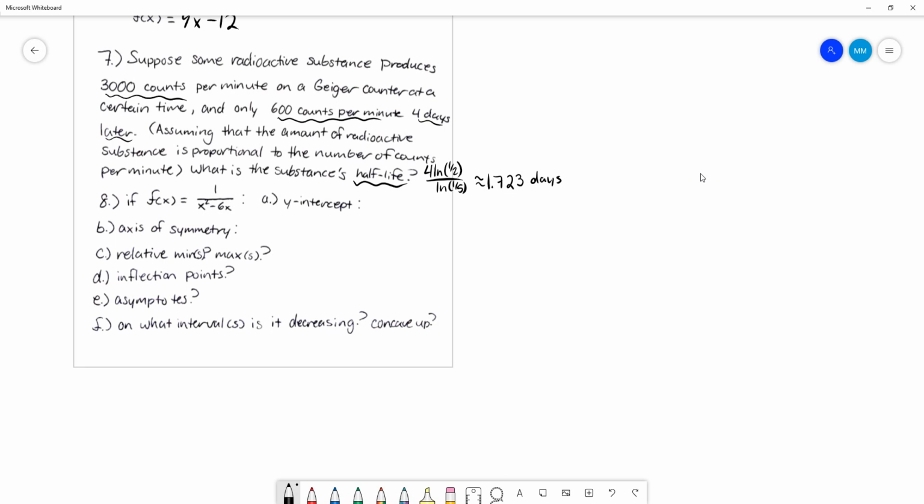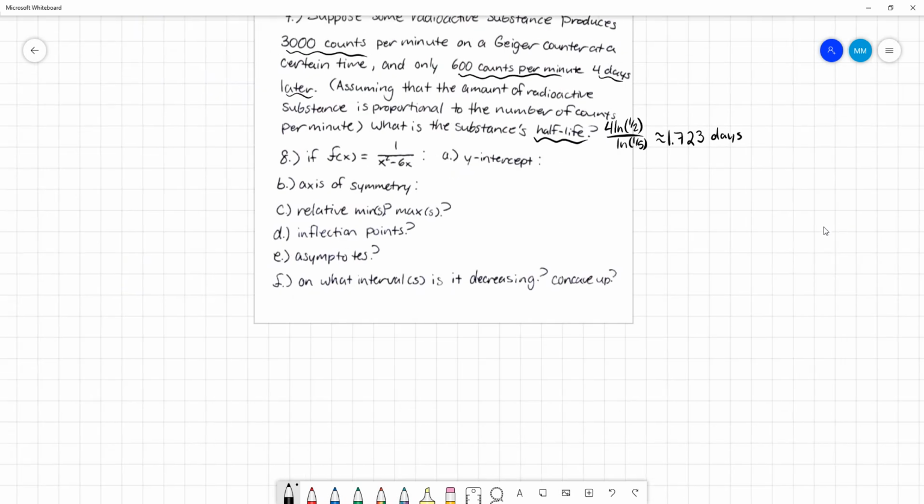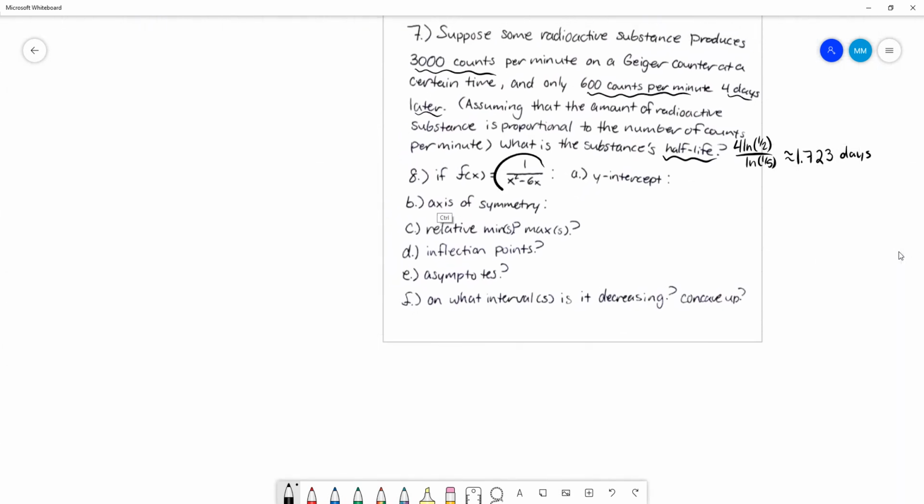Now for our very last question, though this one is time-consuming, is if f of x equals this here, so 1 over x squared minus 6x, we want to find all of this information. So first we want to find the y-intercept, so that's of course plugging in x equals 0. When x equals 0, if I plug in 0, it's going to be 0 minus 0, which of course makes this undefined, so there is no y-intercept. It does not cross the y-axis.